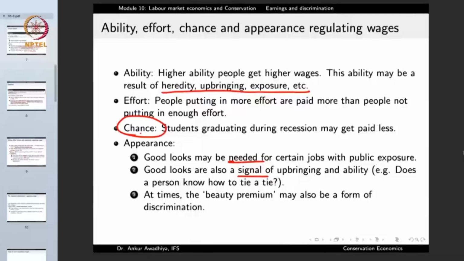So, with these, people can make out certain deductions about the qualities that people might be having, because you have an indication of the kind of upbringing this person has been through. So, good looks might also be a signal, and in certain cases, the beauty premium may be just a form of discrimination. So, ability, effort, chance, and appearance regulate the wages.